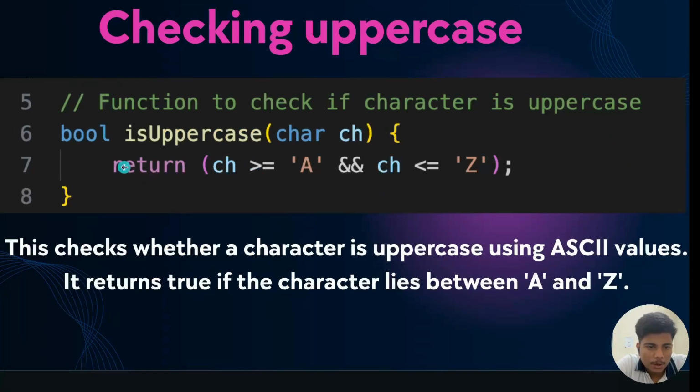First, we will be using bool isUppercase to check whether a character is uppercase using ASCII values. Because we have used the bool data type, it will either return a true value or a false value. So, for it to return a true value, the character has to lie between capital A and capital Z.